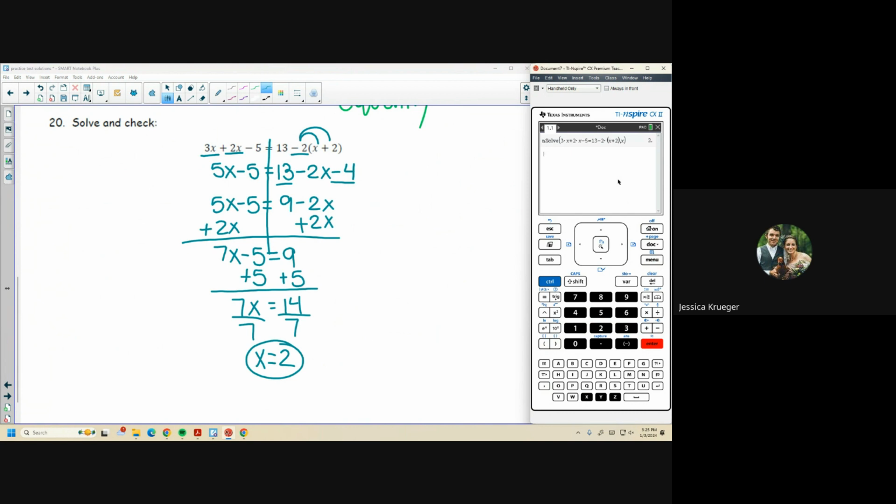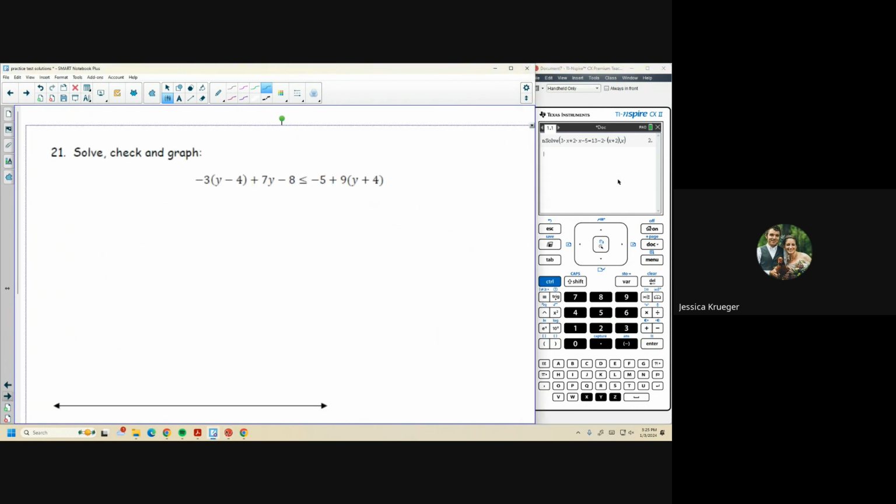Sweet. Okay. Couple more. Solve, check, and graph. Now, why in the world would it be asking me to graph? Well, the reason it's asking me to graph is because it's an inequality. Because this is less than or equal to, I want to remember that I'm going to be using a closed circle at the boundary.